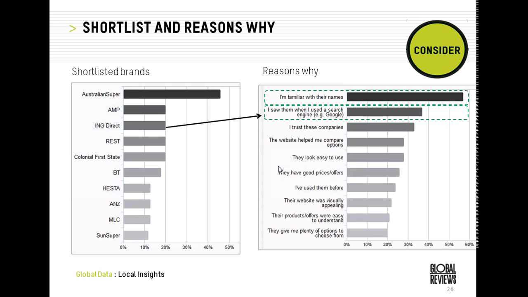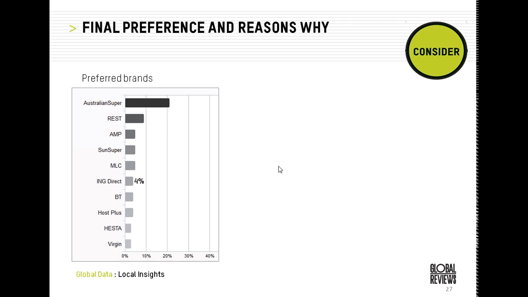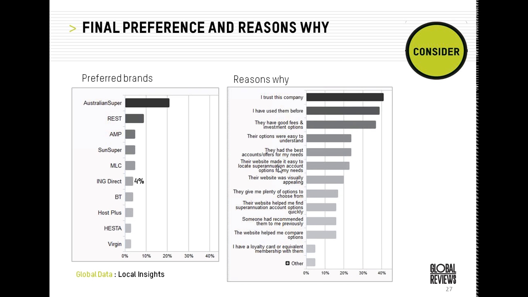Please notice that Colonial First State is also high on the list of the shortlisted brands, and in a minute we'll look at which ones were the preferred brands. The final preferred brand: again, Australian Super has a strong brand that keeps it going through visitation, shortlisting and brand preference. But what's interesting to see is that ING Direct made it to the preferred brand at 4%, whereas someone like Colonial First State didn't make it to the top 10, even though it was quite high on the shortlisting. So let's look at that.